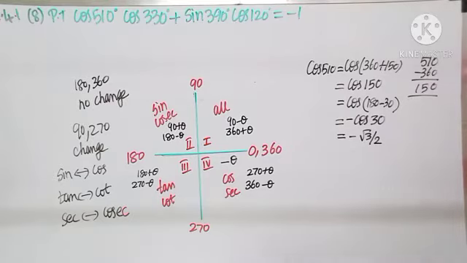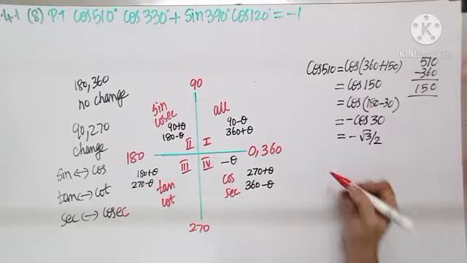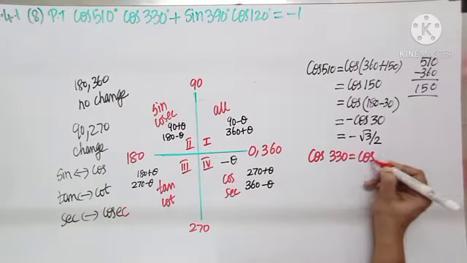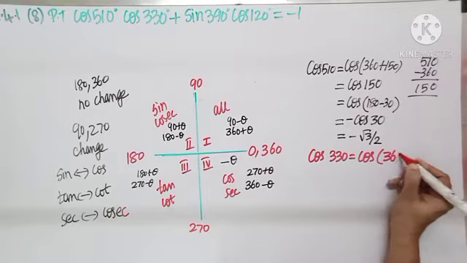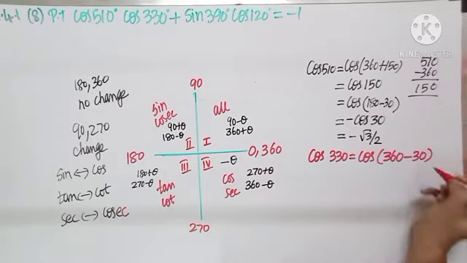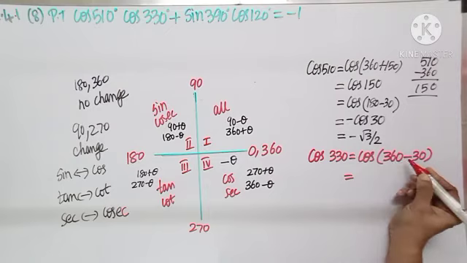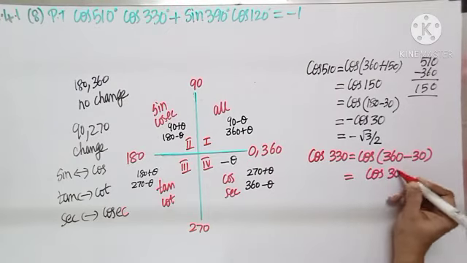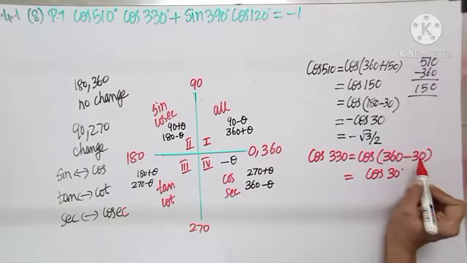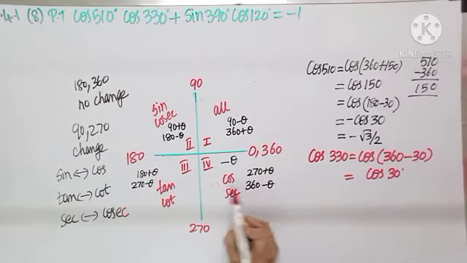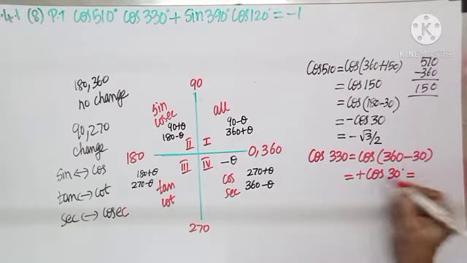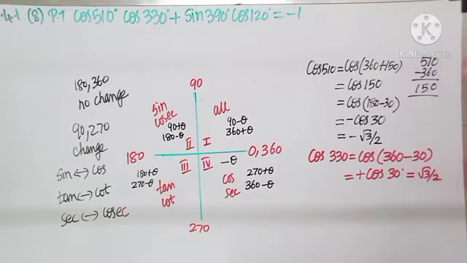Similarly, work out the next one. Cos 330. How to write cos 330? 330 can be written as 360 minus 30. 360 comes, no change. Cos 30. And 360 minus, which quadrant? Fourth quadrant, cos positive. So what is my answer? Cos 30 is root 3 by 2.